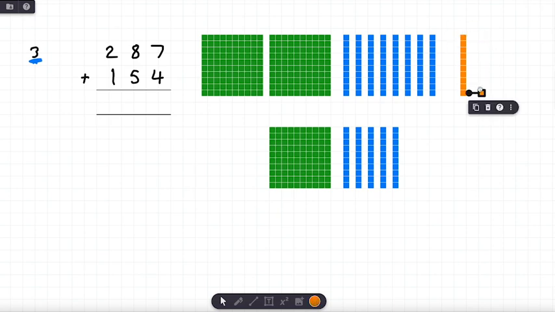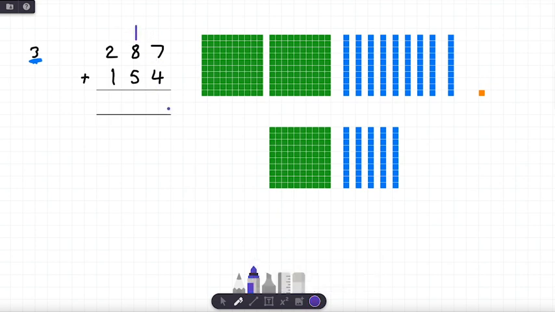11 is obviously made up of a 10 and a 1, a unit. So we have that extra 10, and we have a 1 as well. So in our calculation, we can write a 1 ten carried over and a 1 left over as well. 7 plus 4 is 11.